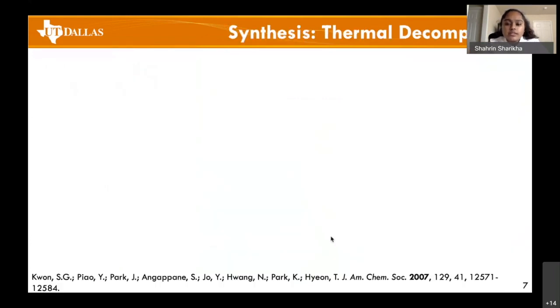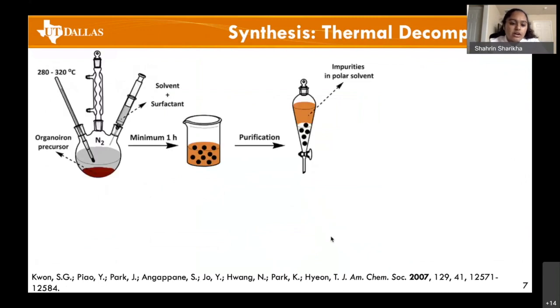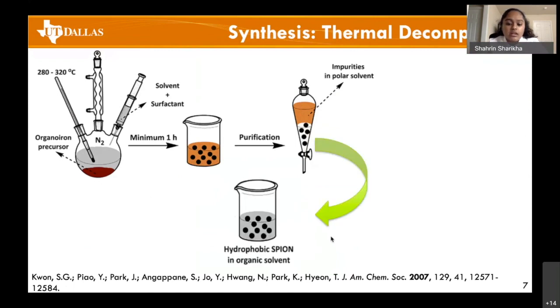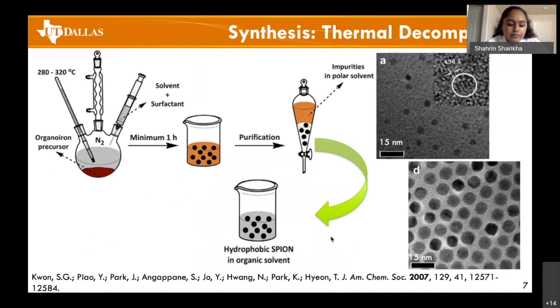Another synthesis method is thermal decomposition, and in this case, organometallic precursors are lysed in the presence of a surfactant and a solvent, and this reaction is carried out at very high temperatures. After purification, we obtain iron oxide nanoparticles, another term for which is SPION, which you can see here. There are two ways you can do this: the heating up method and the hot injection method.